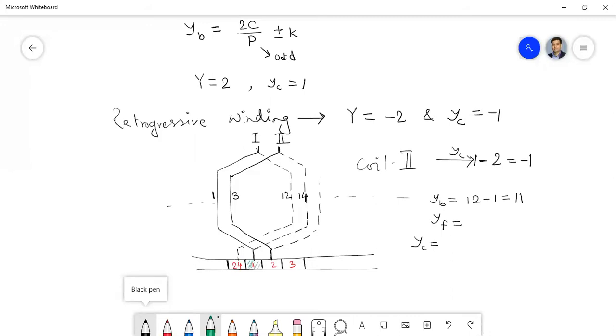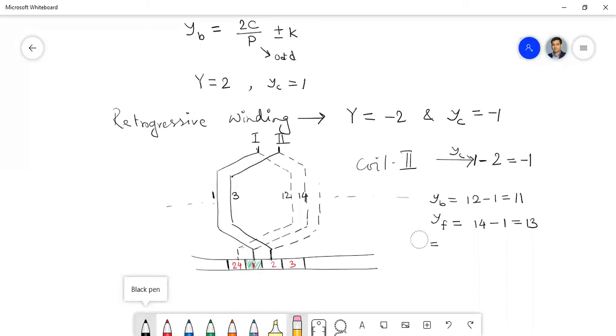You are considering this commutator segment? The blue one and the green one? Yes, sir. Okay, so what are the coil sides connected to this? As per the definition, that is 1 and 14. Okay, so same commutator segment. Yes, sir. 14 and 1. So the front pitch is 13.